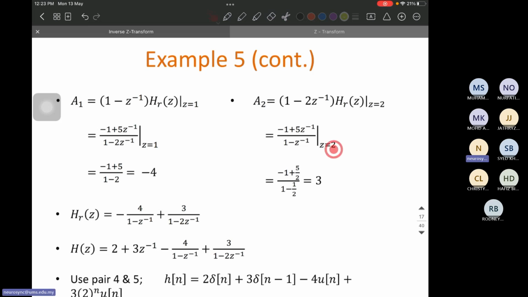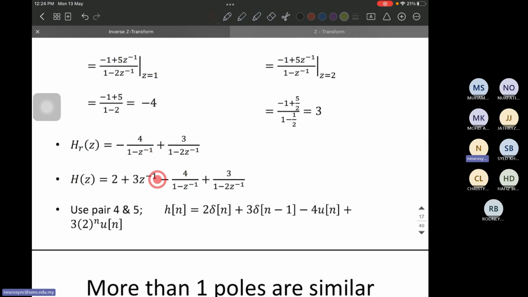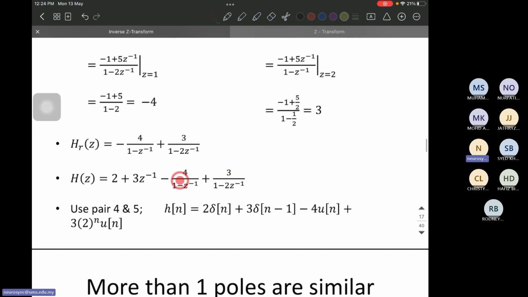So here we are calculating at z equal to 2. So z inverse is 1 by 2. Okay, so put z inverse equal to 1 by 2. So you will get a2 equal to 3. Now put the values minus 4 and 3. So for this, now H of z is like this. Now we will apply the inverse z transformation.